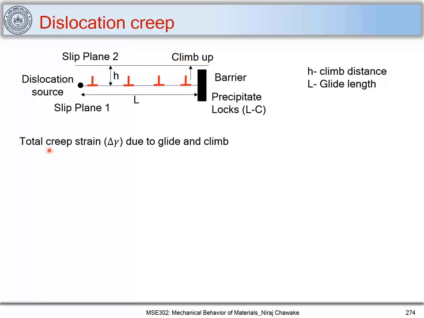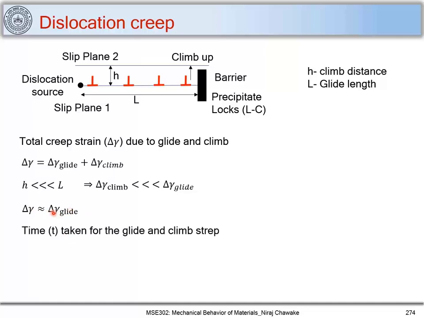Now let's look at the total creep strain, that is delta gamma due to glide and climb. And I can write that as delta gamma is equal to delta gamma glide plus delta gamma climb. As you can see, this H is much smaller than this L, that is the glide length. The climb distance is much smaller than the glide length. And thus I can write that delta gamma climb is much smaller than delta gamma glide. So the strain developed because of climb is much smaller than because of the glide. And from this relation, delta gamma is more or less equal to delta gamma glide.